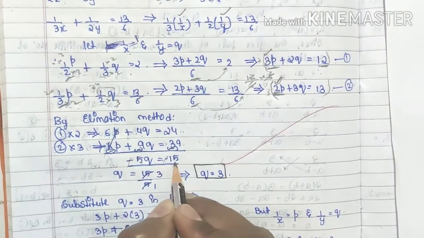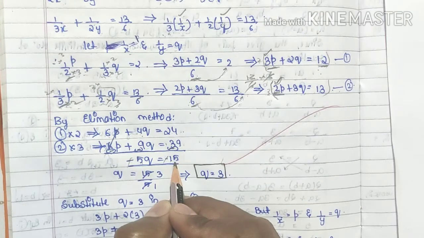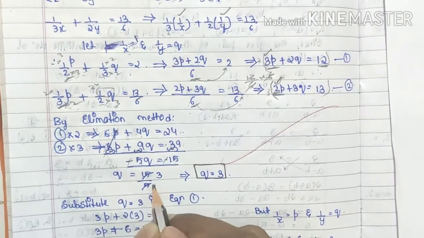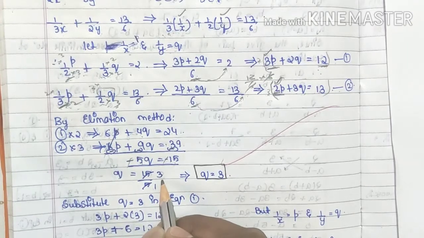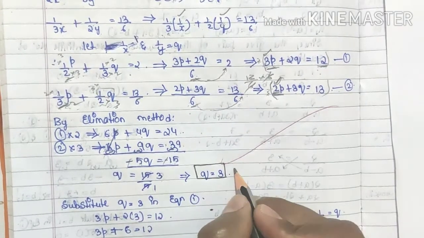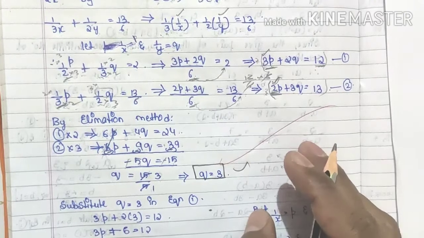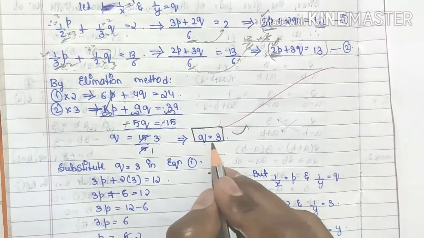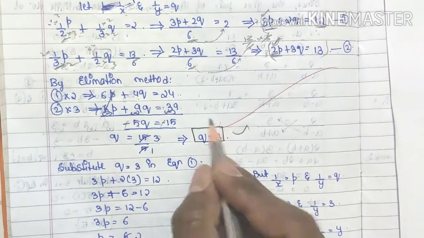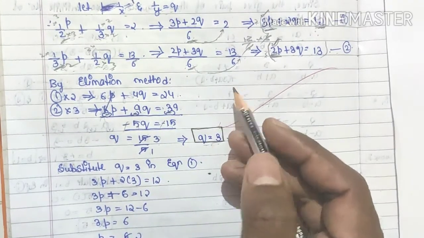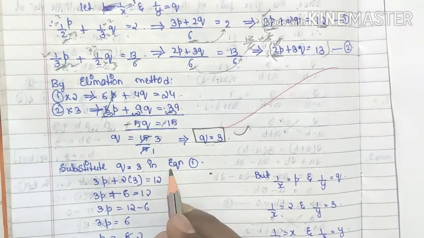5 is multiplying. If you transpose to the RHS, it will divide this 15. 15 by 5. 5 one time is 5, 5 three times is 15. So q equal to 3 by 1. 3 by 1 is nothing but 3 only. So q equal to 3. You got the q value. Next, what you need to do, you have to substitute this q value either in equation 1 or equation 2. So substitute q equal to 3 in equation 1.